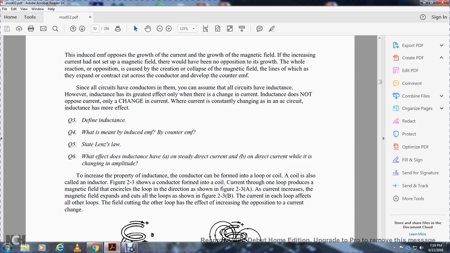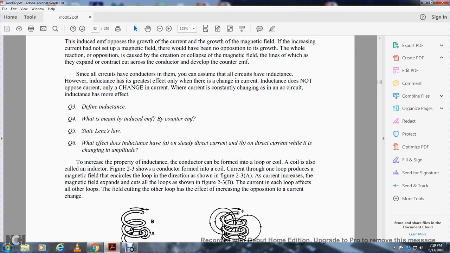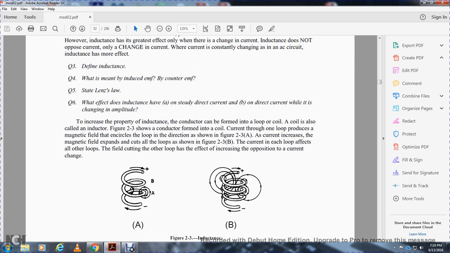In figure 2-3, the conductor is formed into a coil. The current in one loop produces a magnetic field that encircles the loop in the direction shown in figure 2-3A. With the current increasing, the magnetic field expands and cuts all loops as shown in figure 2-3B. The current in each loop affects all of the other loops. The field cutting the other loops has an effect opposite to the current change. Figure 2-3 shows inductance in the coil, parts A and B.